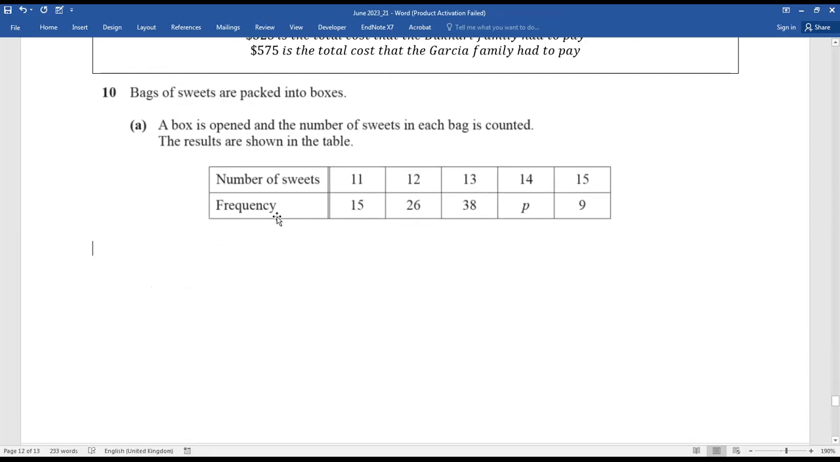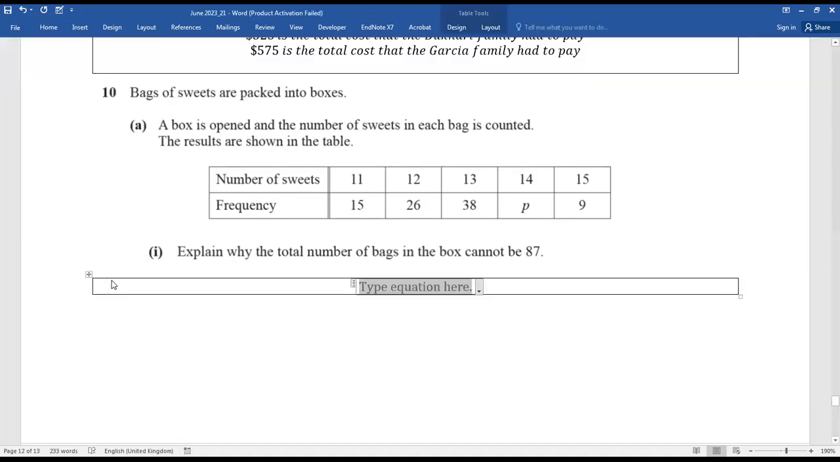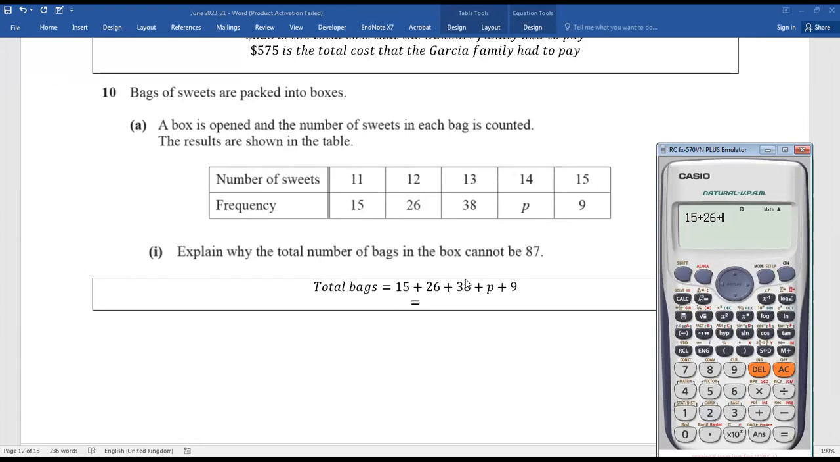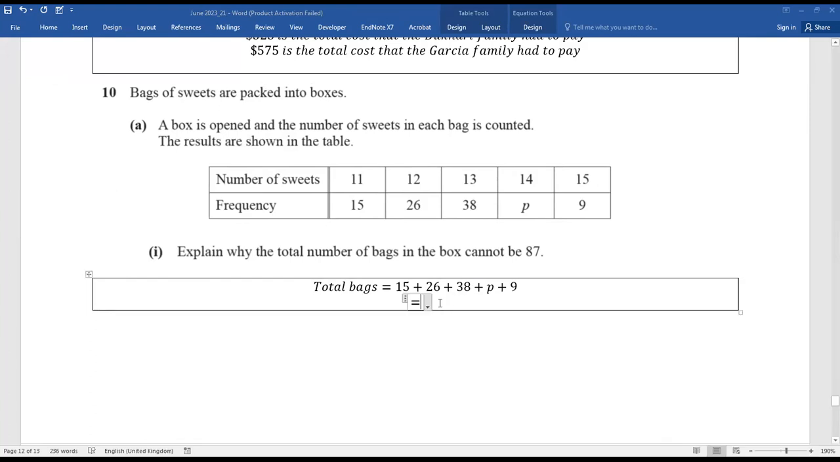Okay, a box is opened and each sweet is counted. Explain why the total number of bags cannot be 87. Let's count the total number of bags. Total bags would be 15 plus 26 plus 38 plus P plus 9, which, using the calculator, 15 plus 26 plus 38 plus 9, that will be 88 plus P. So even if P is 0, the bags would be greater than or equal to 88. So the bags cannot be less than 88, which is 87.